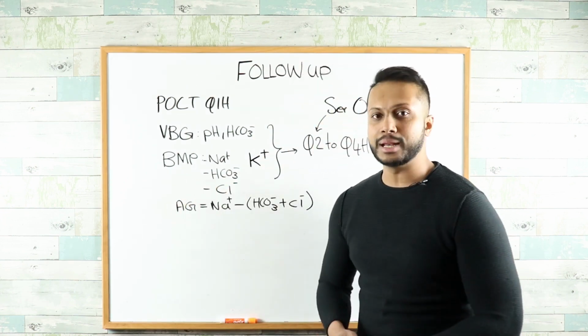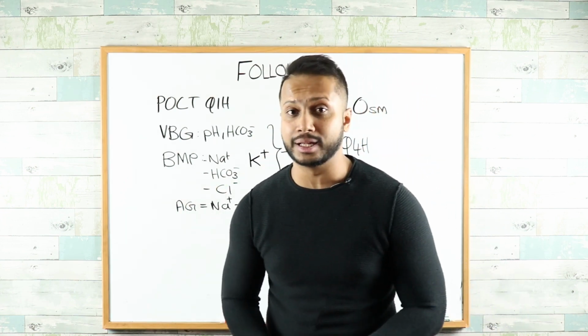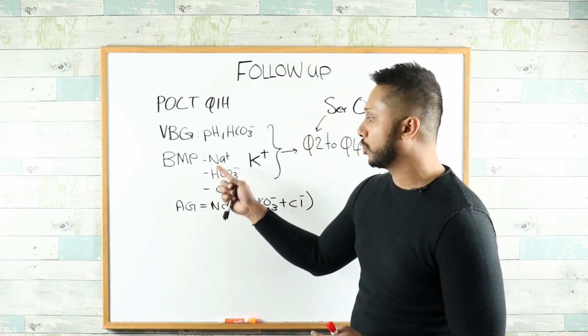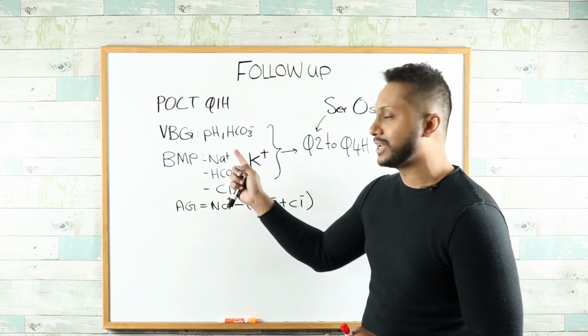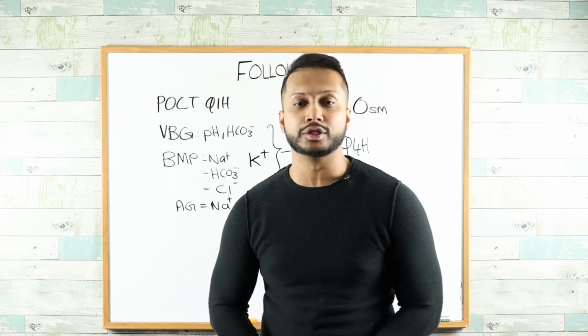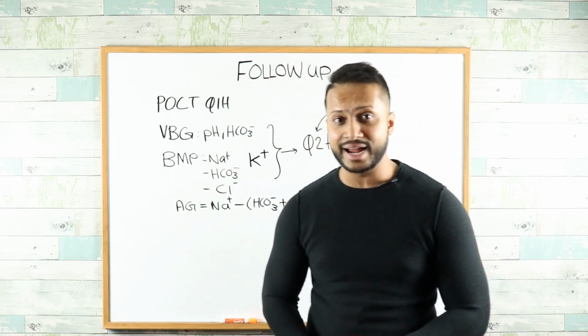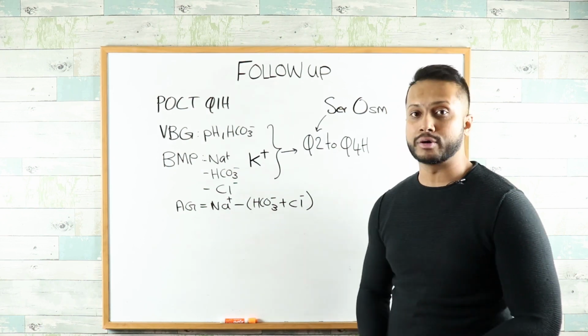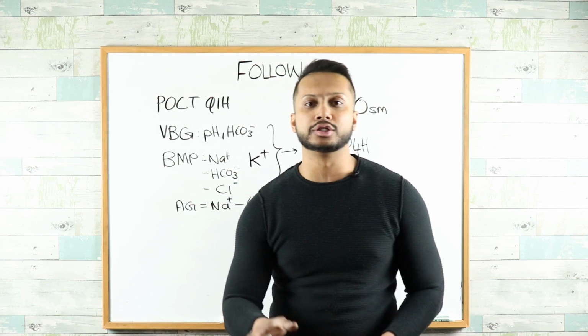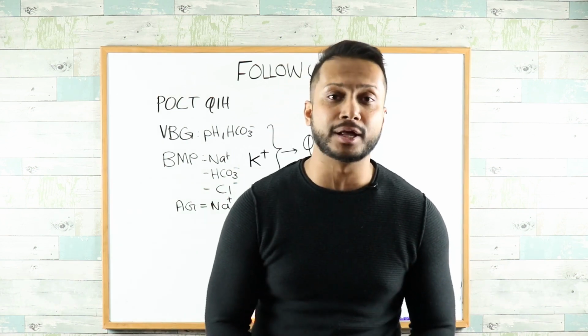You're going to get a BMP, which is a basic metabolic panel, and you're essentially looking for your sodium, bicarbonate and chloride. The reason these three are piled up together is this is how you calculate your anion gap. Your normal anion gap is calculated as sodium minus bicarbonate plus chloride. If you do the math, you'll realize the normal anion gap is about 10 plus or minus 2.